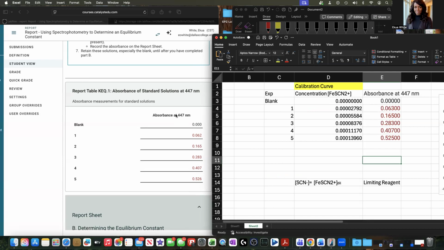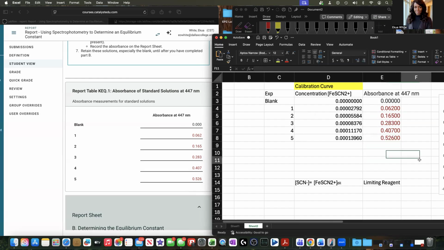Now, since I did this as the standard solution, right? They gave me new absorbances. So this one has to change to 2, right? And this is still the same. This is the same. This is the same. And this is slightly different, so I'm going to change that to 6.